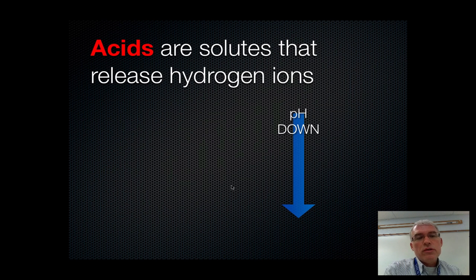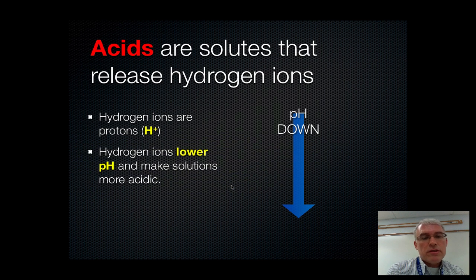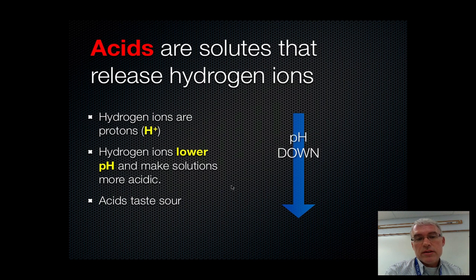Okay, acids are solutes that release hydrogen ions when they're dissolved in water. And hydrogen ions are also known as protons. The symbol for them is H+. So hydrogen ions, the more there are in a solution, the lower the pH is. So as you increase the hydrogen ion concentration, you decrease the pH.